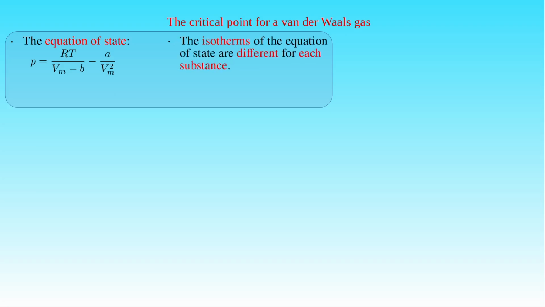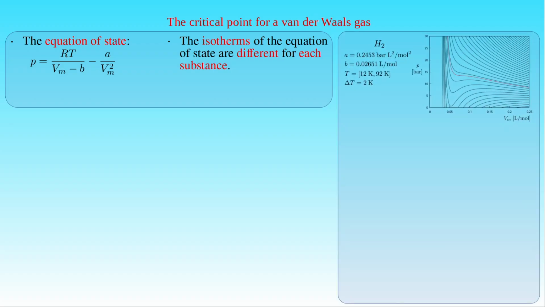In order to illustrate the difference, we will give different examples for the pressure versus volume diagram of three types of gases by plotting their isotherms over a wide range of temperature. The first example is the hydrogen gas with the van der Waals constants A equals 0.2453 bar liter squared per mole squared, and B equals 0.02651 liter per mole.